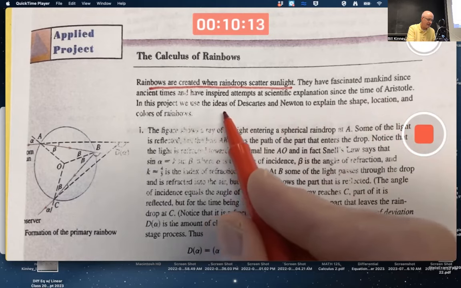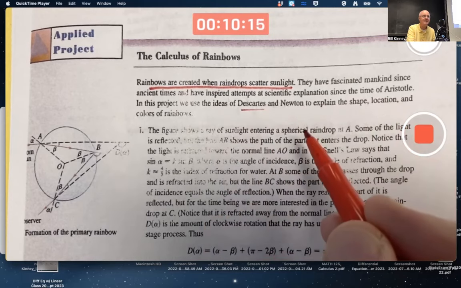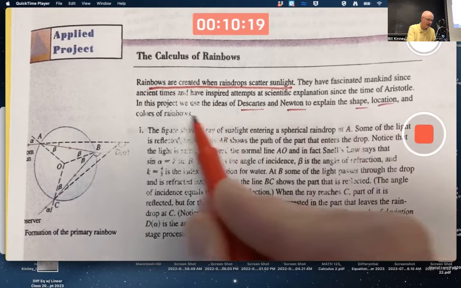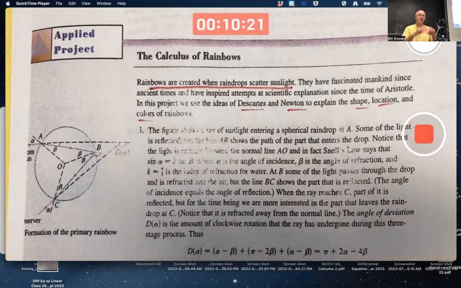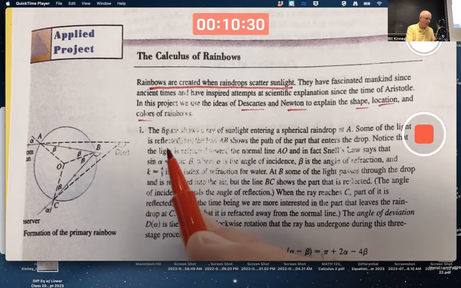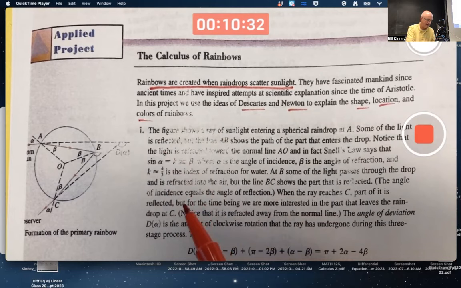In this project, we use the ideas of Descartes and Newton to explain the shape, location, and colors of rainbows. Why do they look like a bow? Why are they in the spot in the sky that they are? And why are the colors separated?